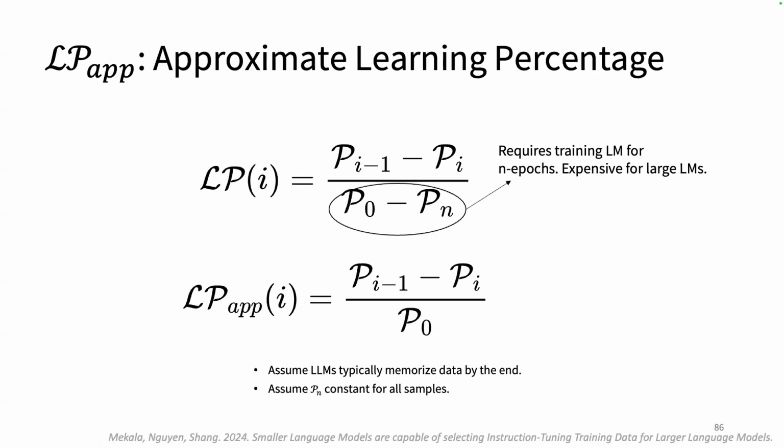Okay, so we further try to make the metric more efficient. We call it LP approx. So it's an approximate learning percentage. If you notice the learning percentage metric in the denominator, it requires training for n epochs. So it can be expensive for large LLMs, right?